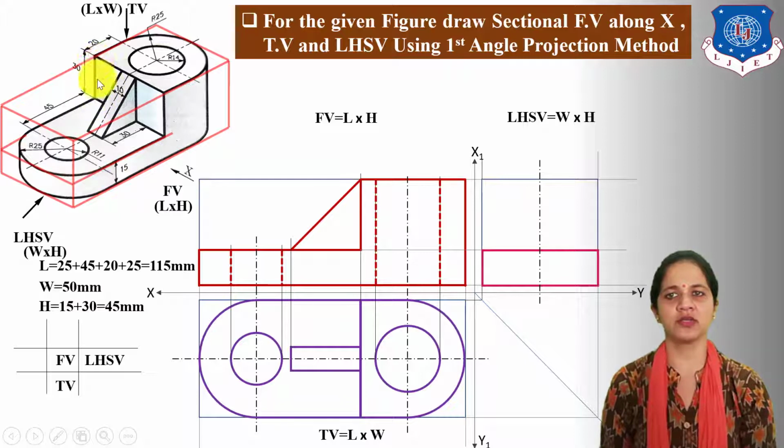So next draw 30 mm height line from this point. Next draw 50 mm width line. Next draw 30 mm height line.